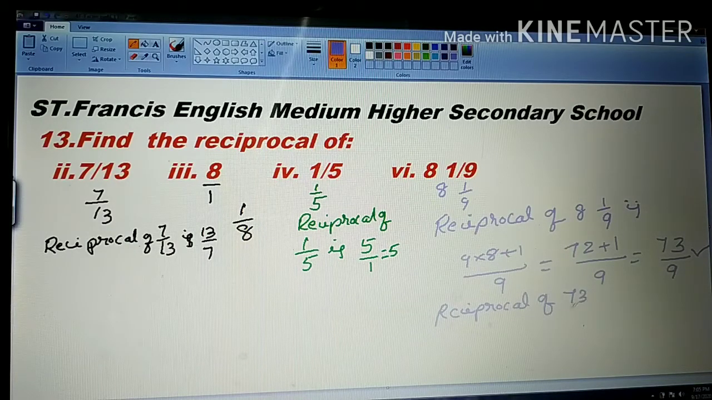Reciprocal of 73 by 9 is, just reverse this one, 9 by 73. So like that you have to write reciprocal of the given fractions. Just convert numerator and denominator, right? Numerator as denominator, denominator as numerator. Understood this one? Just reverse the given fraction. Okay, understood? Note down this one.